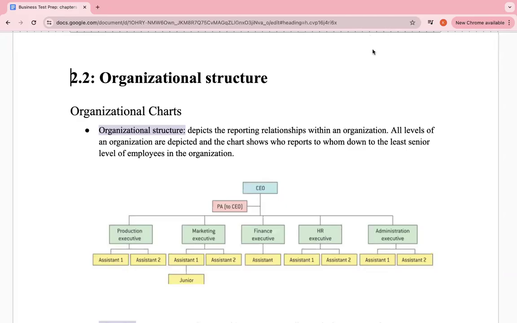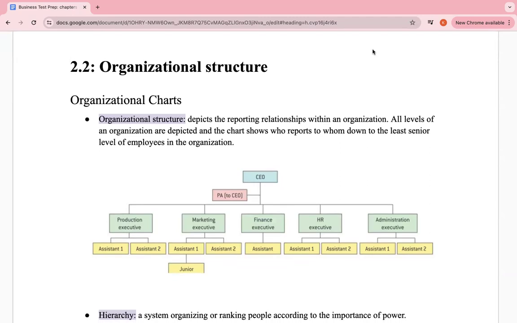Hello guys, today we're going to be reviewing section 2.2 of IB Business Management, Organizational Structure. So firstly, what is an organizational structure? Basically, organizational structure is a structure that depicts the reporting relationships within an organization. So basically, who reports to whom. All levels of an organization are depicted and the chart shows who reports to whom down to the least senior level of employees in the organization.